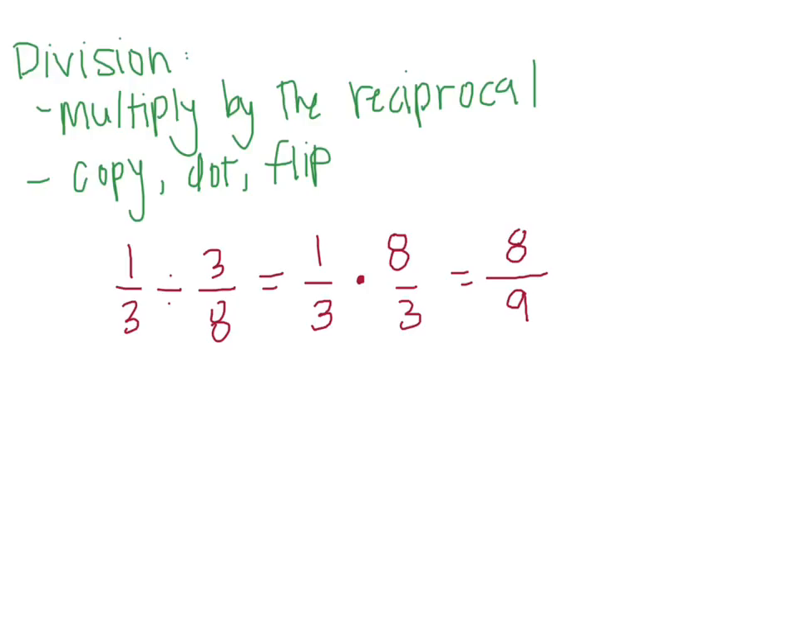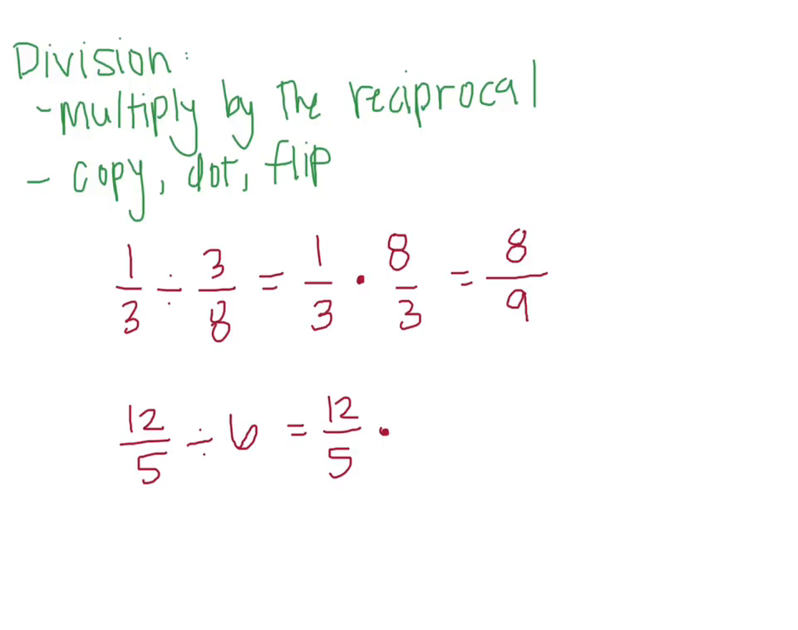Let's do one more example. This time, let's do 12/5 divided by 6. So first we copy, then we dot, and then now we flip. But this is the part where some people get stuck, because they look at that 6 and they think, how do I flip it over? It's not even a fraction.